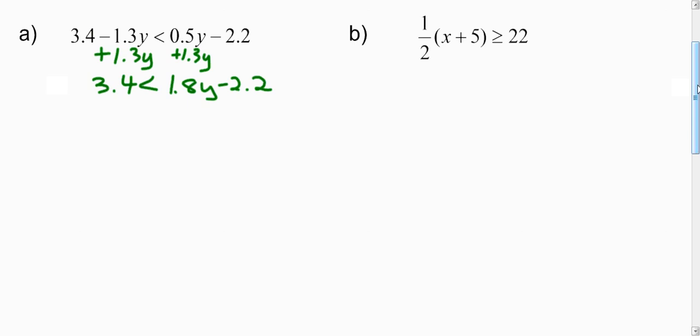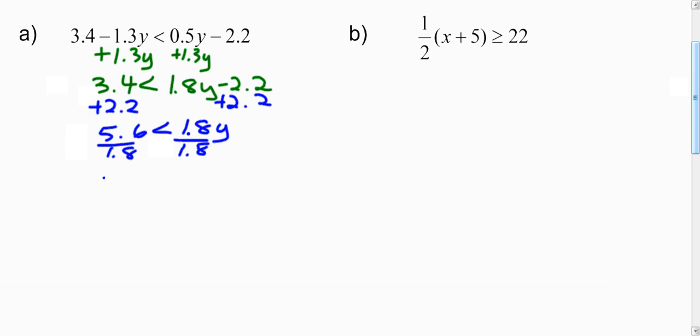Now I can do the constants. So adding 2.2 on both sides. So we get 5.6 is less than 1.8y. So now we're going to divide both sides by 1.8. Okay, and I get 3.1 repeating is less than y. And so that's like 3 and 1/9 has to be less than y. If you leave it as 3.1 repeating, that's okay because it was given to us as a decimal to start with.